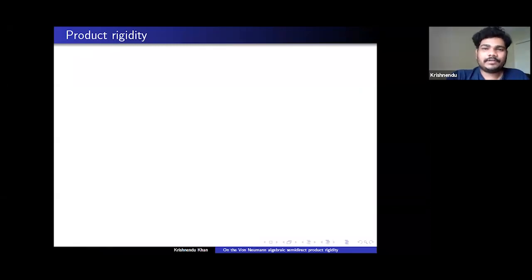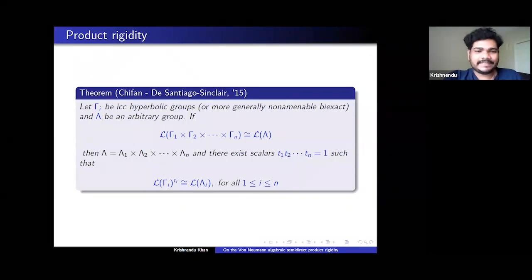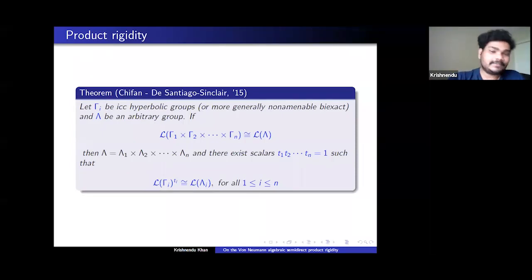So, and this is sort of the most intriguing result. This is quite different from the previous one, from the Ozawa-Popa one, because if you know that this product group's von Neumann algebra is isomorphic to the group von Neumann algebra of any mystery group lambda that you don't know anything about, then it says that lambda will have to split with exactly the same number of groups, but you cannot say anything about this particular group, except for the fact that their L gamma_i power t is isomorphic to L lambda_i. All these group von Neumann algebras are isomorphic.